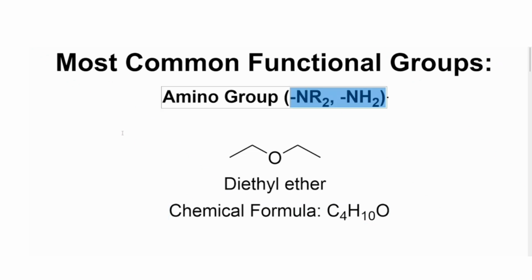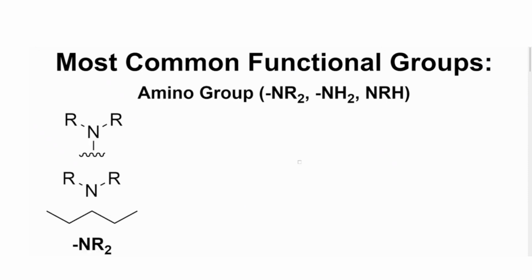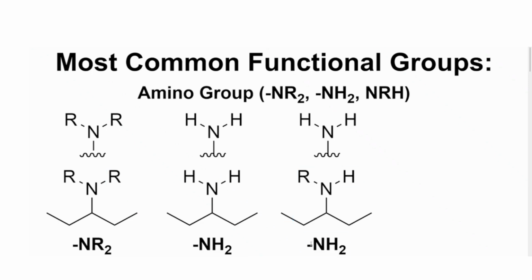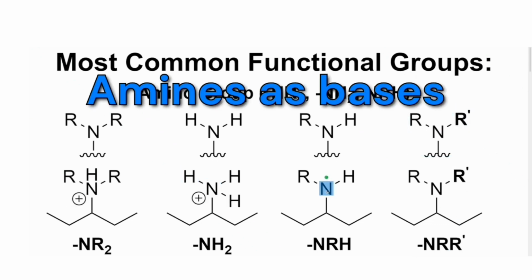Next is the amine or amino group, NR2, or NH2. You can also have an NRH. The sub 2 means that there's 2 groups, whether that's 2 hydrogens or 2 R groups. Not to be confused with R superscript 1 or prime. Compounds with amino groups are called amines, and they can act as bases, meaning that they can accept a proton.